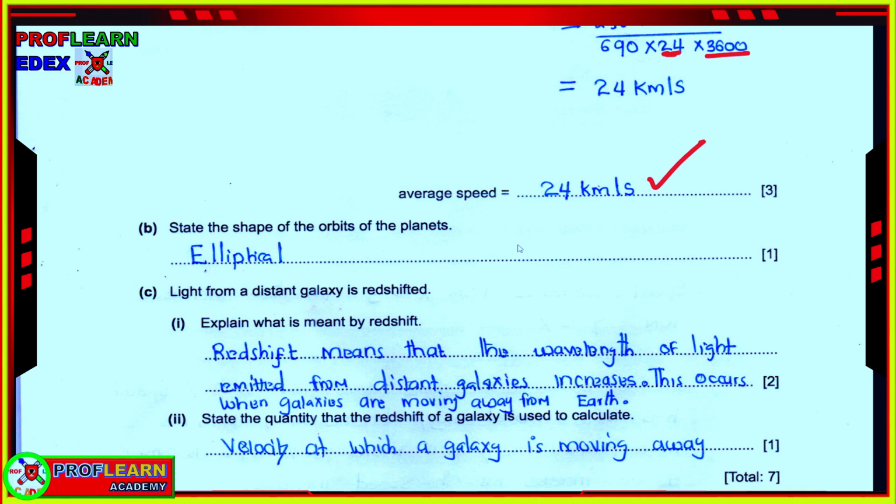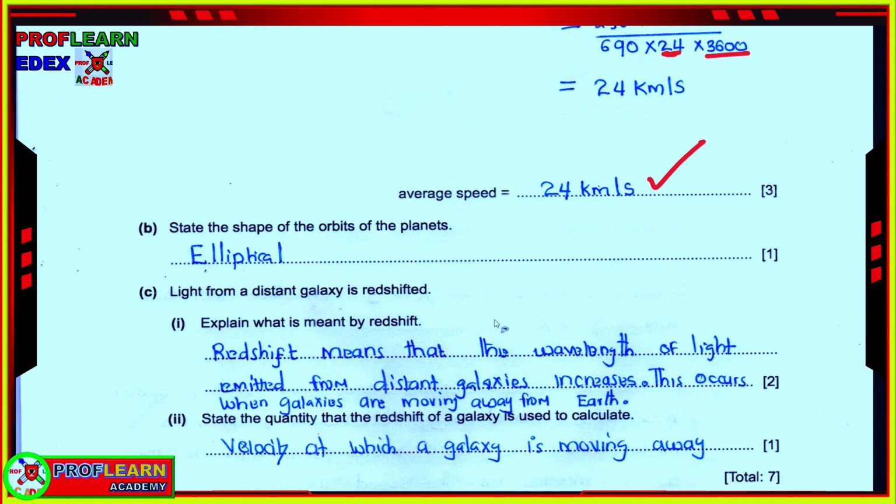Explain what's meant by redshift. Redshift means the wavelength of light emitted from the distant galaxy increases. This occurs when the galaxies are moving away from the Earth. So meaning that the wavelength becomes longer.